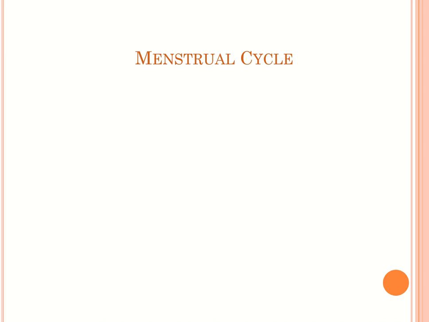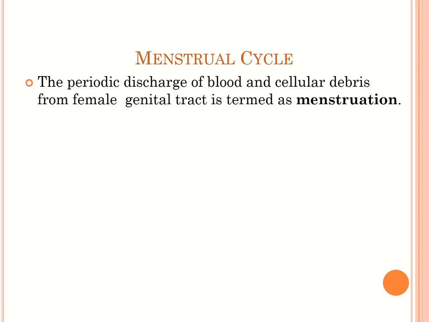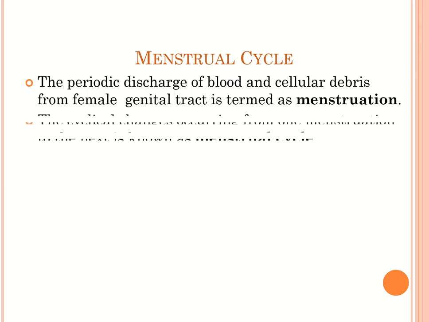What exactly is a menstrual cycle? Before we understand what is the menstrual cycle, we'll see what is menstruation. The periodic discharge of blood along with cellular debris from the female genital tract is termed as menstruation. So remember, whenever we say menstruation, it is not just blood. Along with that, cells also will come out. So together we call it menstruation.